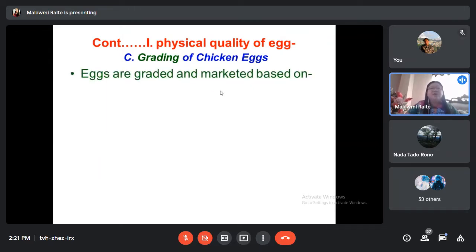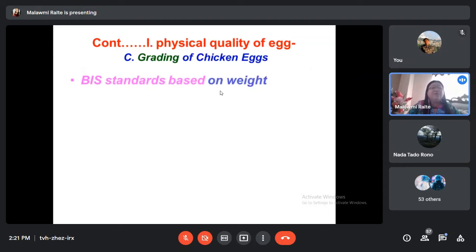Then number C, that is grading of the chicken egg. Eggs are graded and marketed based on the weight and the quality. So let's see, according to BIS standards based on the weight, extra large egg is 60 gram and above. This is for chicken egg. Okay.